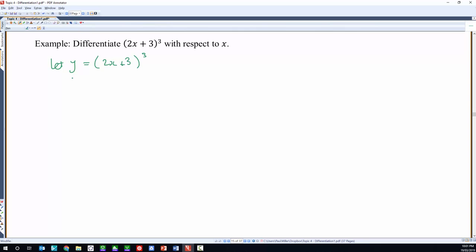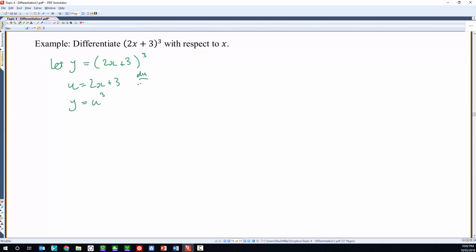Right, now that this is the case, what I'm going to do is look at this thing here. This is what I'm going to call the inner function, and I'm going to say that u is the inner function. So u is equal to whatever the inner function is. Now the outer function is whatever this thing is to the power of 3. I'm going to say y equals (2x + 3)^3. Now that's u^3, so I'm just going to write it as u^3.